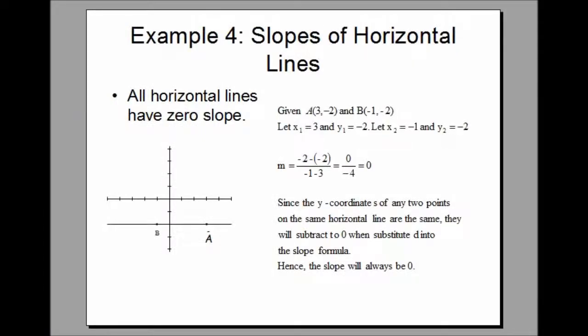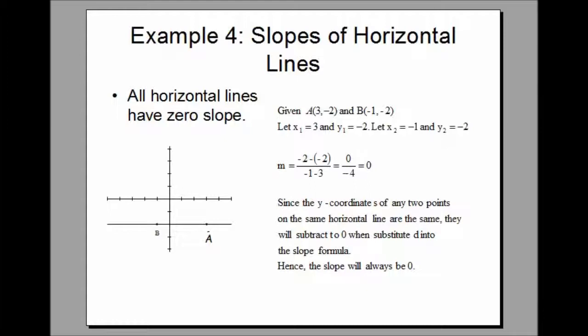Example 4 teaches us about the slopes of horizontal lines. All horizontal lines have 0 slope. Given the points (3, -2) and (-1, -2) on the horizontal line in the graph, we can see that x1 equals 3 and y1 equals -2. Let x2 equal -1 and y2 equal -2.